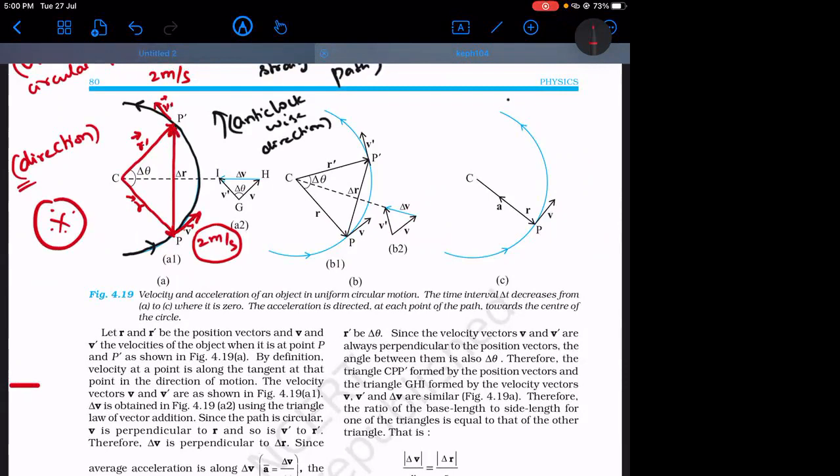Okay. It's 5 already. So let's stop with this delta R vector. Tomorrow I will explain delta V and complete the derivation. More importantly, I will solve a few problems so that you understand things better.